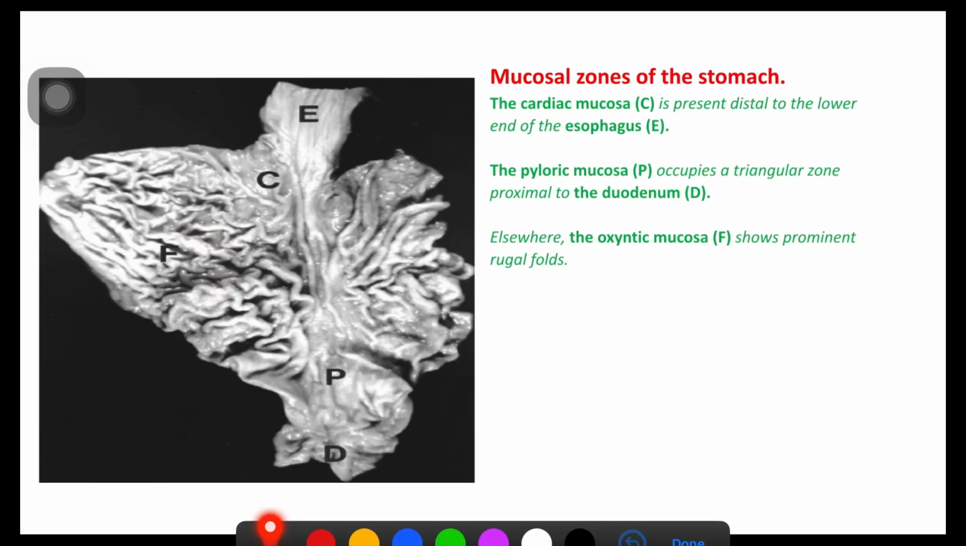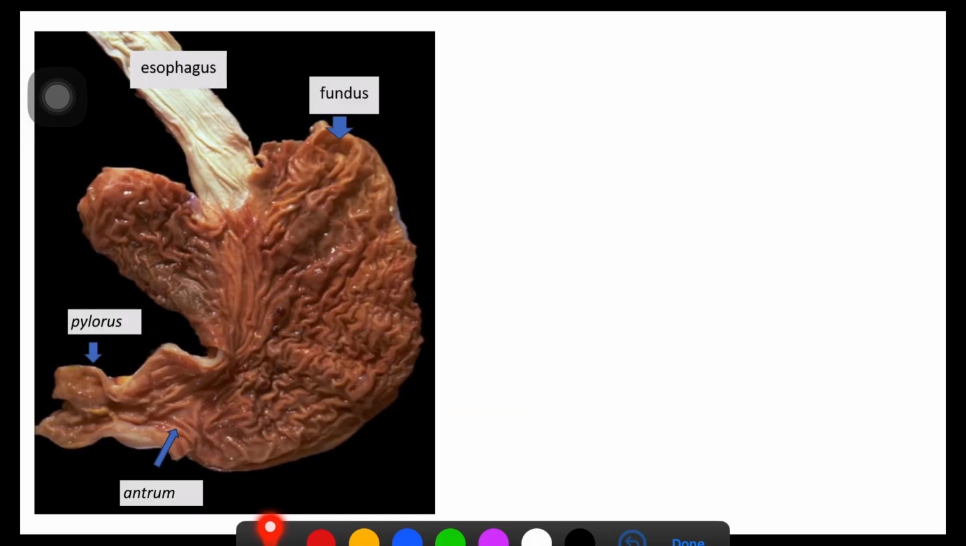In microscopy you have to differentiate three types of mucosa in the stomach: cardiac mucosa, pyloric mucosa and oxyntic mucosa. All these three zones have a different histology. So whenever you get a biopsy, you will see a different histological morphology, so that you can identify whether this biopsy is from the cardia, from the fundus, or from the pylorus or antrum.